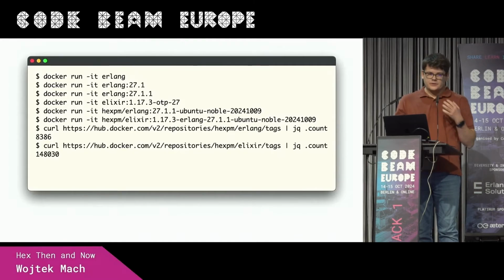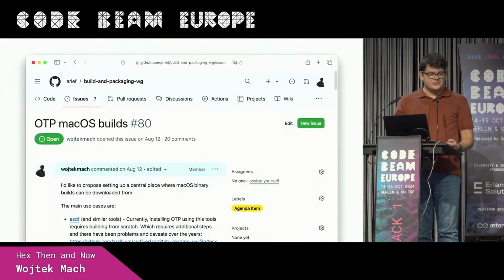And so we have the Ubuntu builds from Hex. The OTP team maintains Windows builds. So we have these operating systems covered. And then I'm a Mac user, and we didn't really have precompiled OTP. There were some community projects, but I tried rallying the community together and sent a proposal to have community maintained OTP builds as part of the Erlang Ecosystem Foundation.